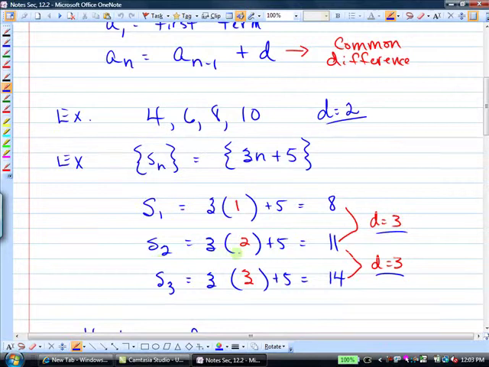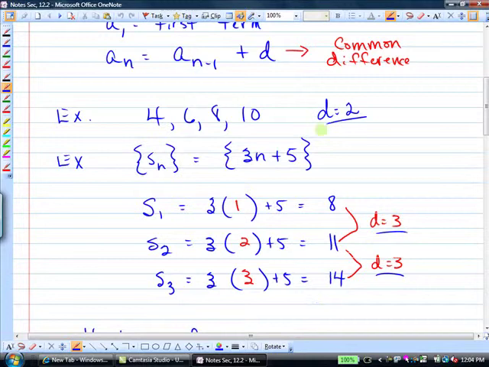S sub 2 is 11. S sub 3 is 14. You're plugging in whatever n is right here, and you get a number. So then you can tell, what's the common difference? 3, because there's 3 between each of them. So you really have to write at least 3 terms to make sure that you're having a common difference.